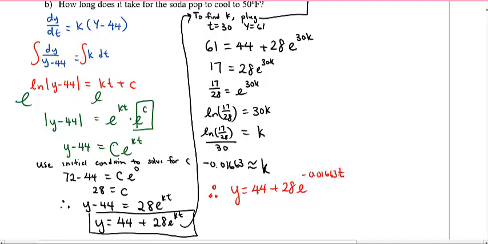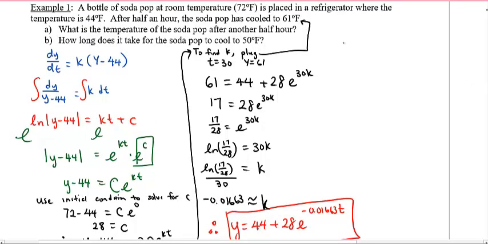Voila. Okay. So now I think I can go and start answering the questions. So what is the answer for part A? Well, remember part A says what is the temperature of the soda pop after another half an hour? So I really want to solve for y. And this time I want to plug in the value of t being equal to 60.